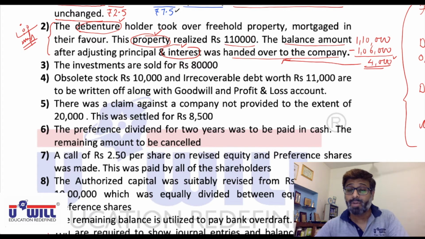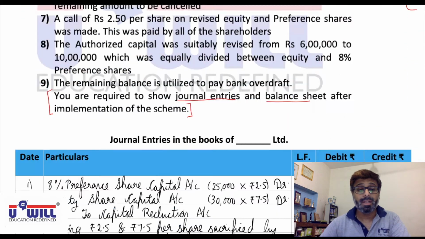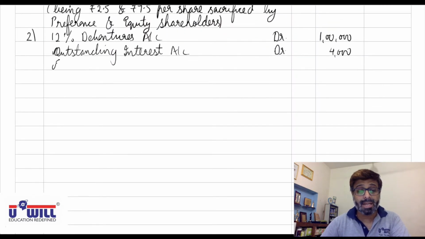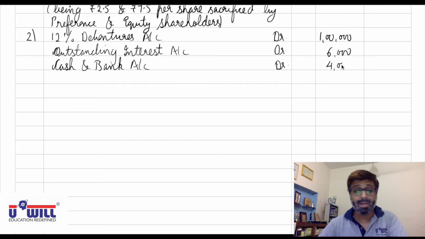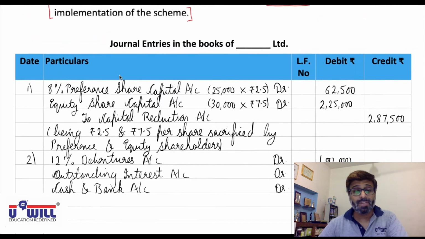First we'll record debit accounts. Now they handed over 4,000 back to the company. So cash comes in, debit what comes in, cash and bank account debit with 4,000. Outstanding interest was 6,000, not 4,000. And cash comes in, debit what comes in, cash and bank account debit 4,000. So first we record all the debit accounts.